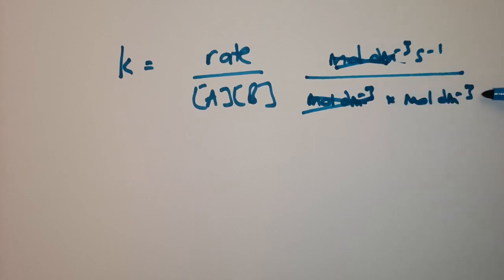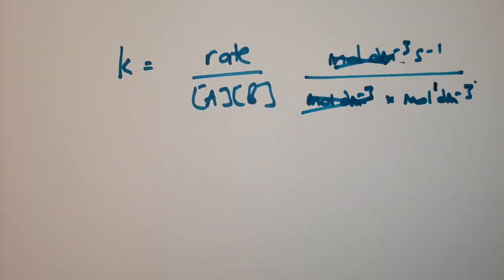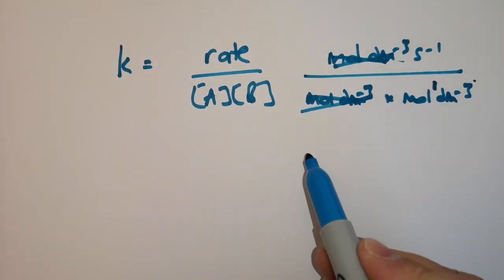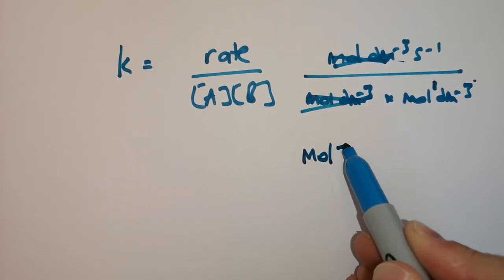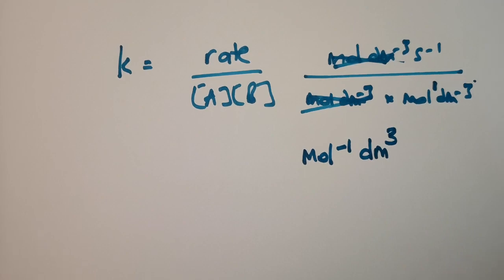Now moles per decimeter cubed here is on the bottom of the equation. So if I want to take that up to the top, I have to invert the indices. I've got to imagine that that is a mole to the power of 1. So if I want to take that up to the top where the seconds to the minus 1 is, I need to make that a minus 1. I need to make this a positive 3. So effectively what I've got is moles to the minus 1, decimeters to the positive 3, and I've still got my seconds to the minus 1.